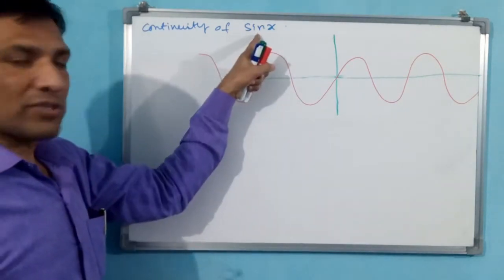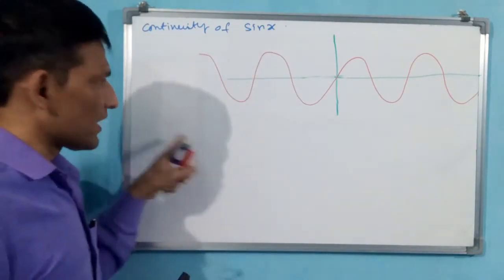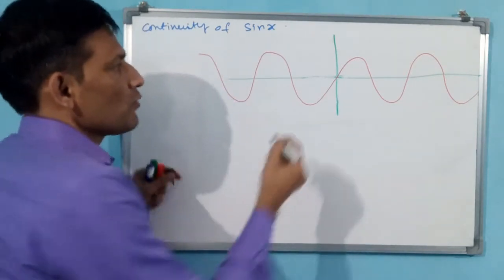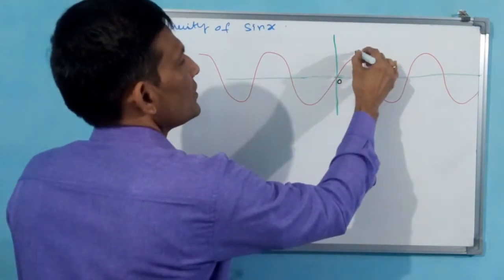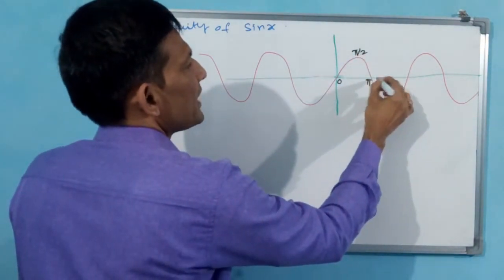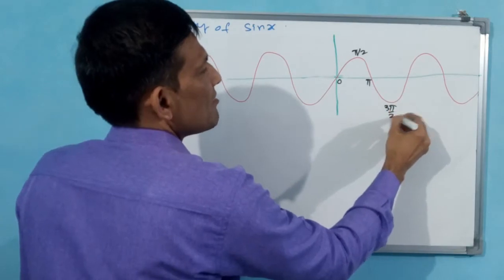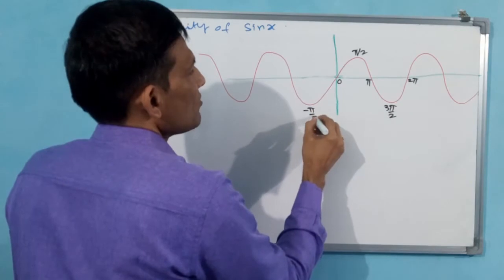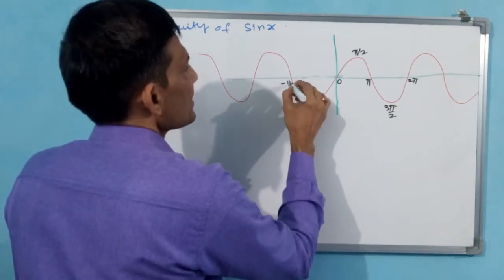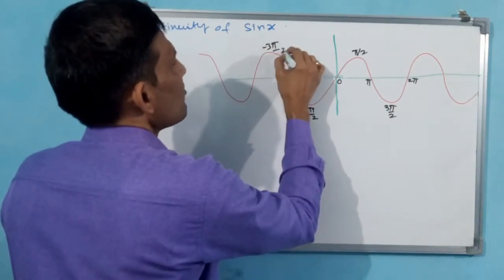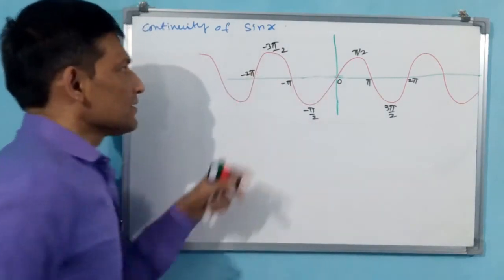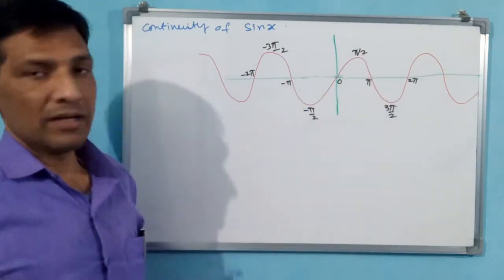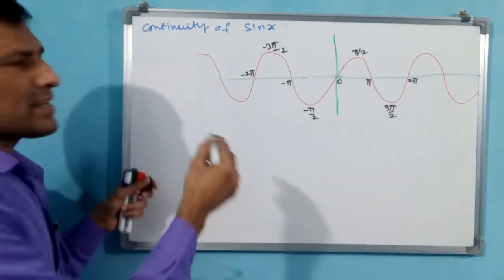We are talking about the continuity of sin x, so the graph will come, and the circle diagram I will also draw, that also belongs to sin x only. Okay. Now we see here, this is 0, this is pi by 2, this is pi, this is 3 pi by 2, this is 2 pi. Here also you see, this is minus pi by 2, minus pi, minus 3 pi by 2, minus 2 pi. Like this it goes on. That's the negative side, the positive side. Okay. Now you tell me, by seeing this graph, what is the domain of this one?